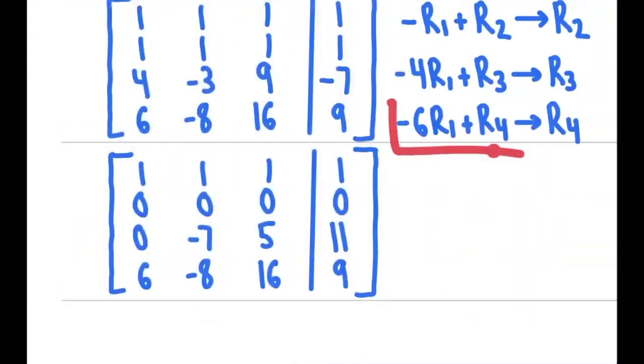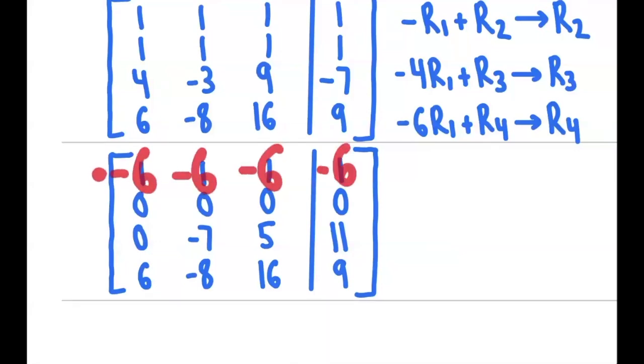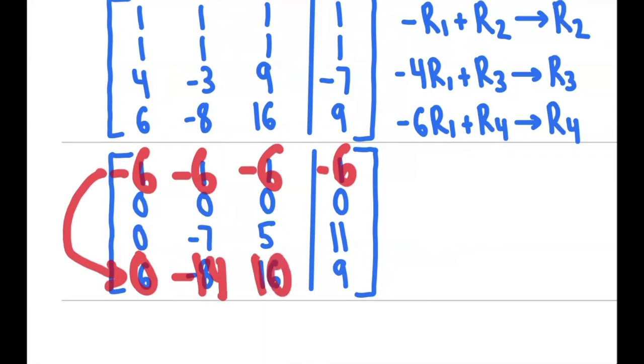And then lastly, I'm going to do -6 times the first row plus the fourth row, and that's going to replace the fourth row. So this all becomes -6, and I'm going to add it here. -6 plus 6 is 0. -6 plus -8 is -14. -6 plus 16 is just 10. -6 plus 9 is 3. So we got, for the fourth row, 0, -14, 10, 3.